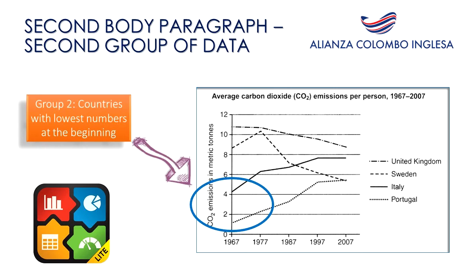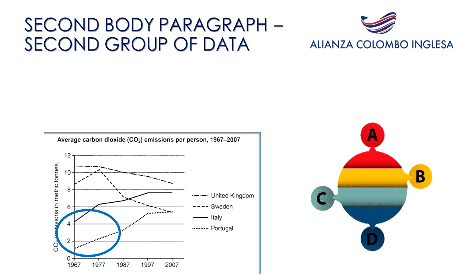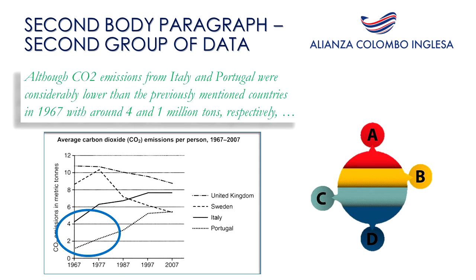And now basically we repeat the process the same way we did with the first body paragraph. We're going to take the second group of data, which is the countries with lowest numbers at the beginning, and we're going to discuss each one of them in detail. Okay, so here we're taking an opportunity not only to start talking about Italy and Portugal, the countries of the second group of data, but also we're going to contrast them with the information of the first body paragraph. Let's see how this is done here.